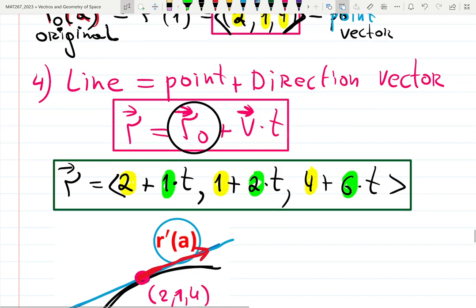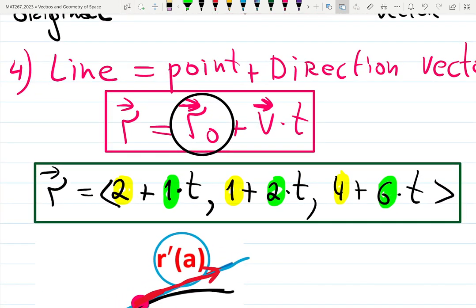And we built it using the formula we learned before. Point plus v times t. V are slopes. Maybe let me remind you. Point, that's r sub 0, slopes. Slopes in quotes because it's a directional vector. V are slopes. T is multiplied by slopes.